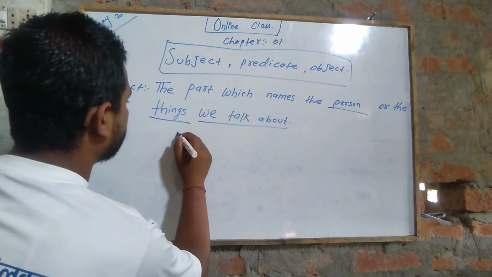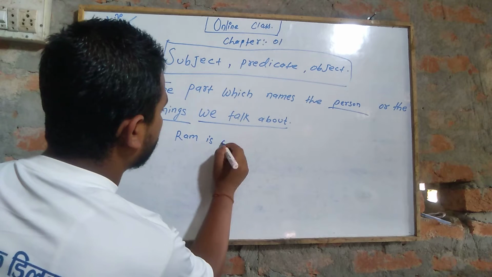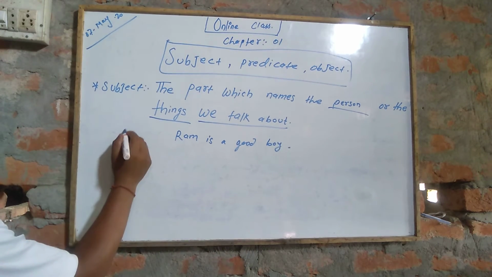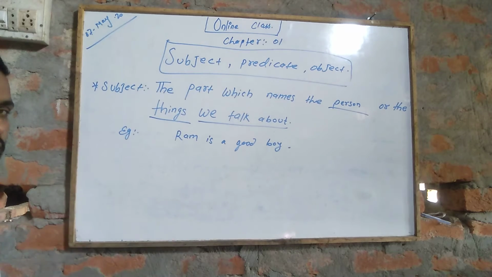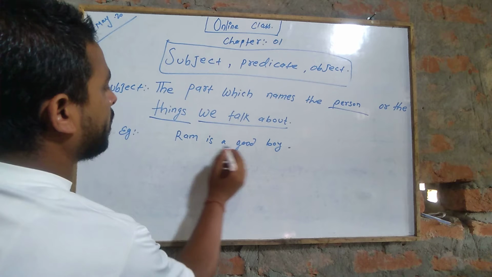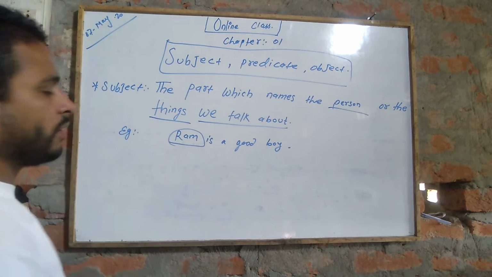For example, Ram is a good boy. The person or thing we talk about. Ram, whom do we talk about? Ram.